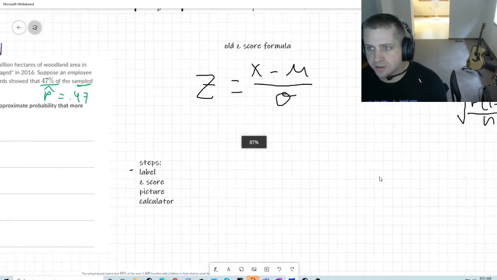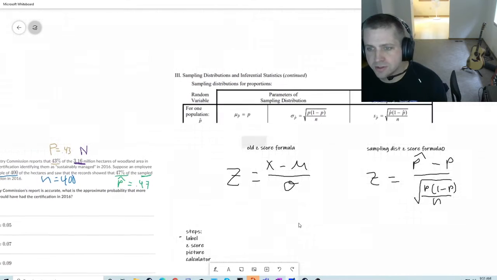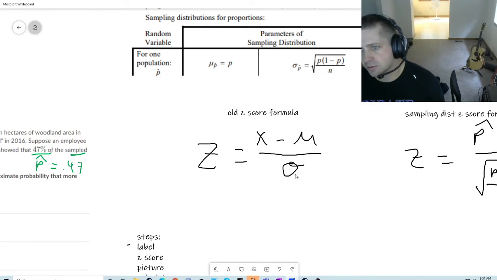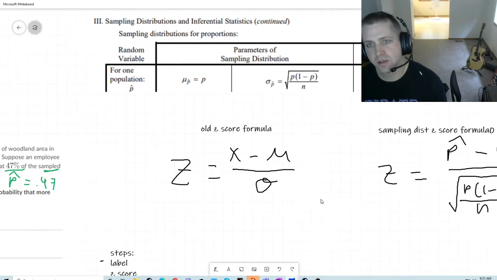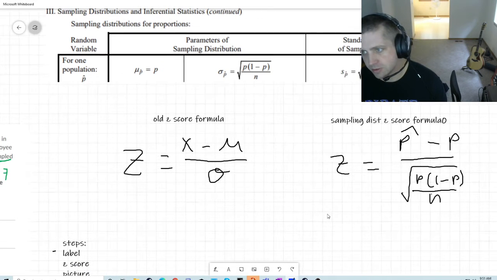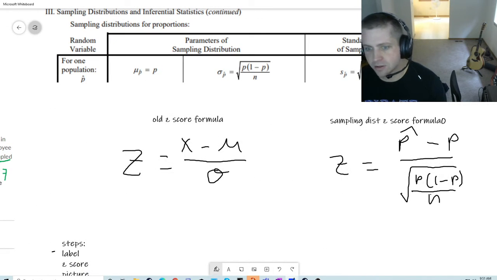I put some formula stuff up here. The old z-score formula was your x minus your mean over standard deviation. We're dealing with sampling distributions now, though. So for my mean, we're using big P because the mean of a sampling distribution is big P. So like you see, mean is replaced with big P.